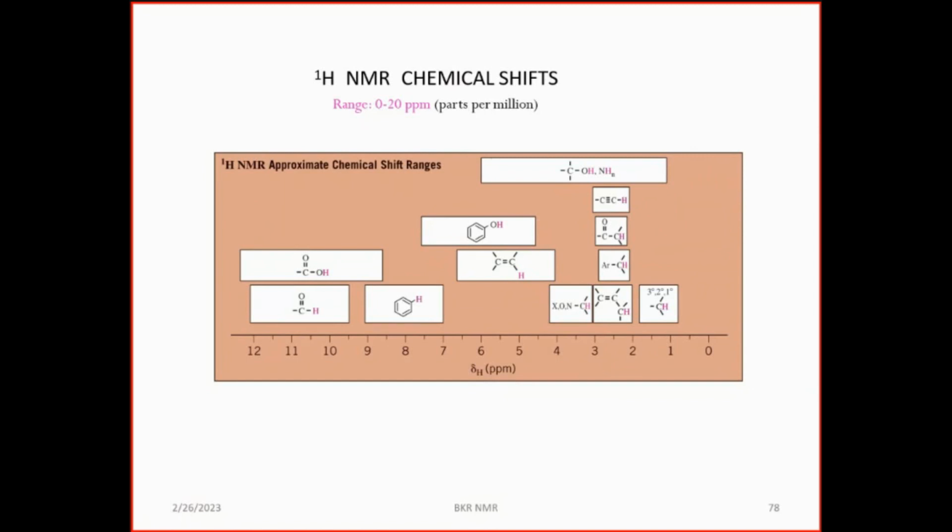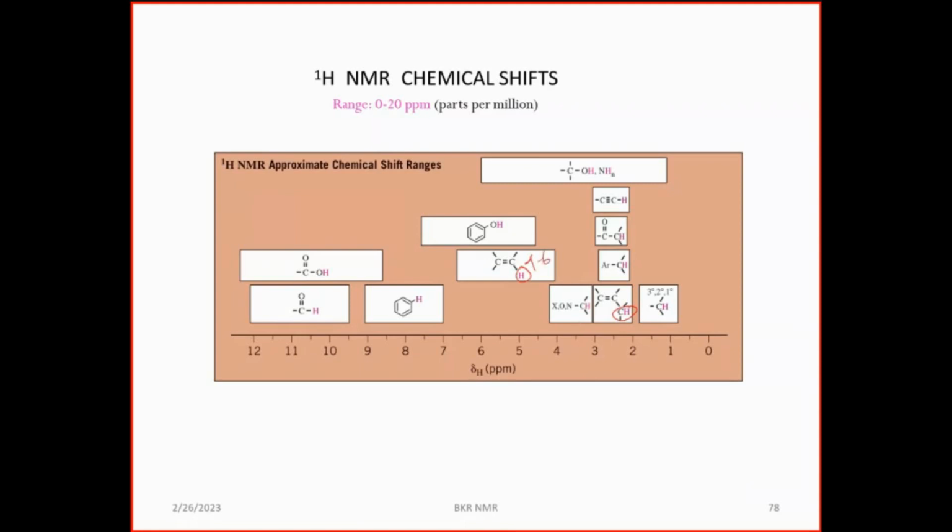So now, how to remember the values? Remember alkanes. Alkanes will always be within 0.5 to 1.5. Primary, secondary, tertiary alkanes all lie between 0.5 and 1.5. Next, when you talk about hydrogen attached directly to an alkene double bond, it will be around 4 to 6.